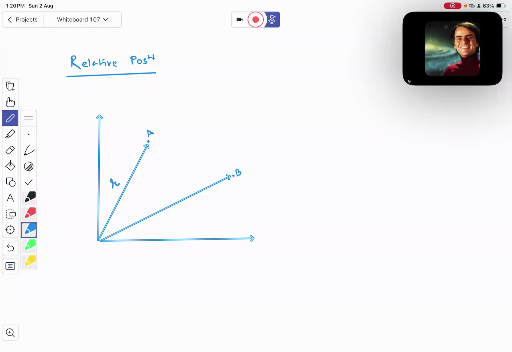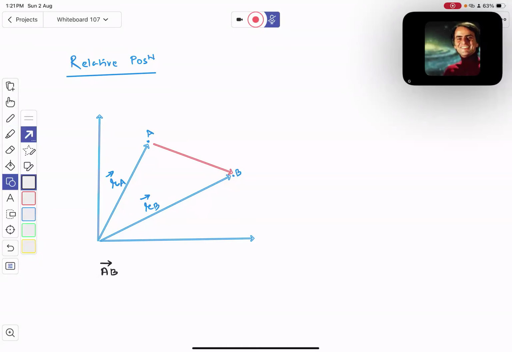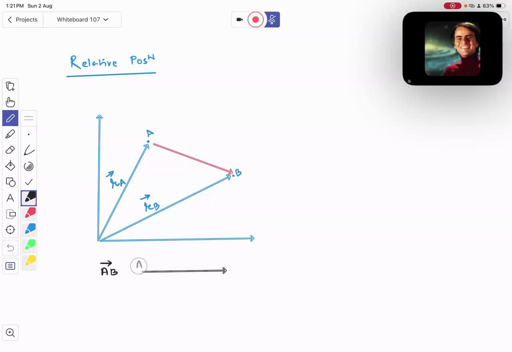Suppose the position vector of the point A is RA and the position vector of the point B is RB. Then the vector starting at A and ending at B tells us how to reach B from A. That arrow, which I can call the AB arrow, starts at A and terminates at B. So this arrow locates the point B with respect to A.